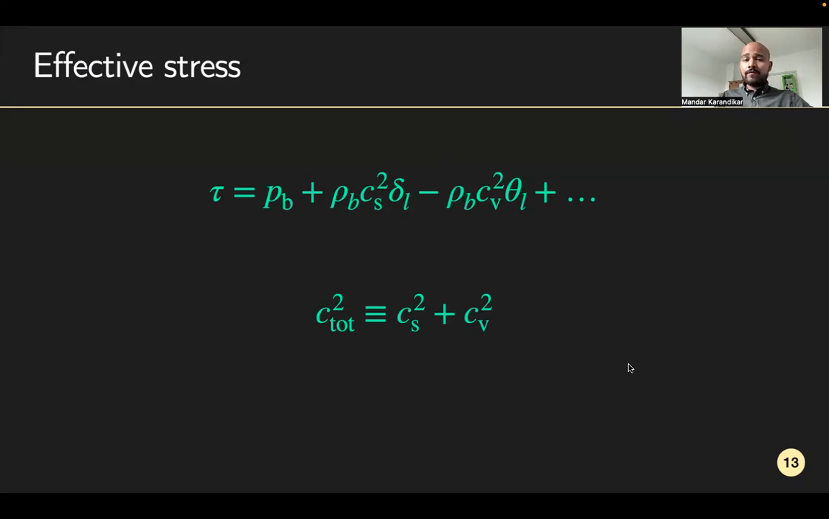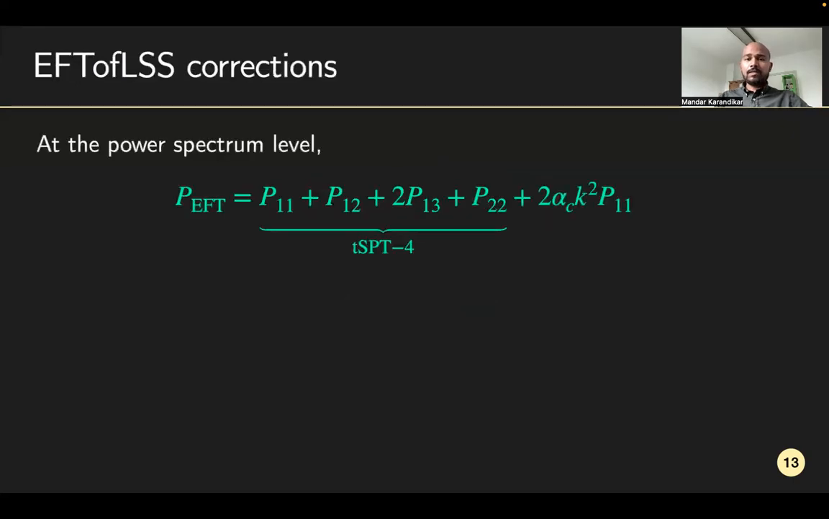So now once you have the C square measured from the simulation, you can apply the correction onto the power spectrum. So at the level of the power spectrum, you get the EFT power as a combination of the SPT power and then a correction term. And this correction term goes in proportion to the linear power spectrum. I will describe in a second what this alpha C is, but just a quick word on the notation.